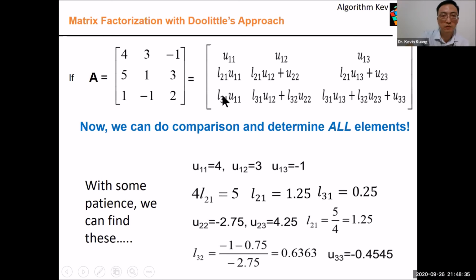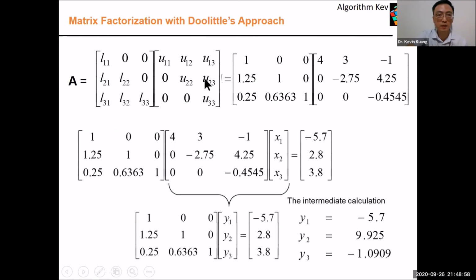Okay, and then finally for this, since U11 is a 4, L31 has to be 1 over 4, which is 0.25. So you can work that out slowly, and you should be able to obtain all the values given here.